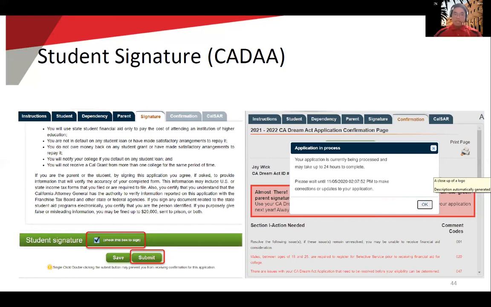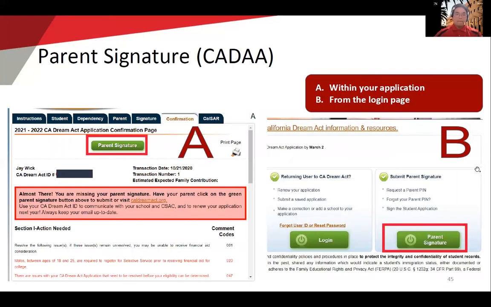After submitting, the application will prompt you with a confirmation date and time of when it was submitted, and a notice that you must allow 24 hours until you are able to make changes or corrections on the application. Next slide, please. After pressing the OK box on the pop-up, you will then notice a parent signature hyperlink, marked green, on the top of the confirmation page.